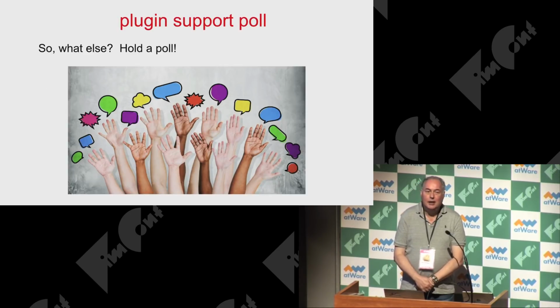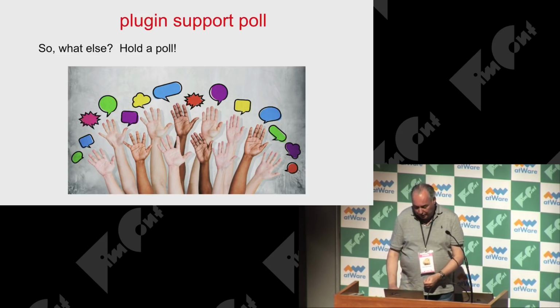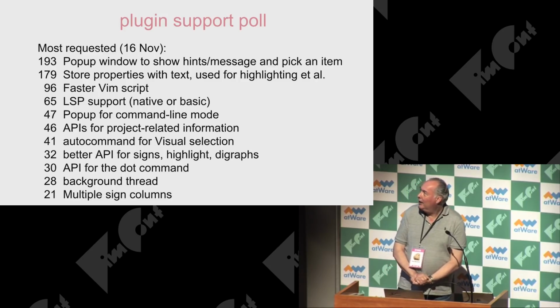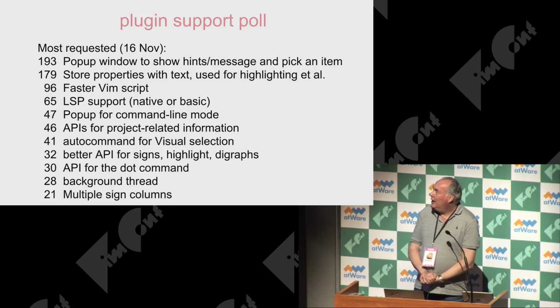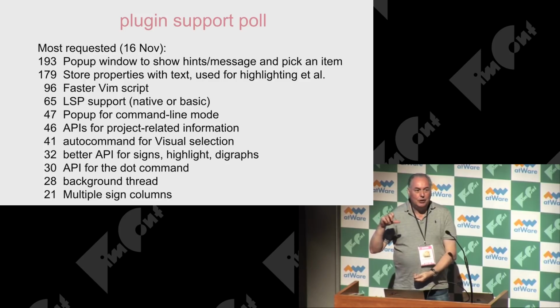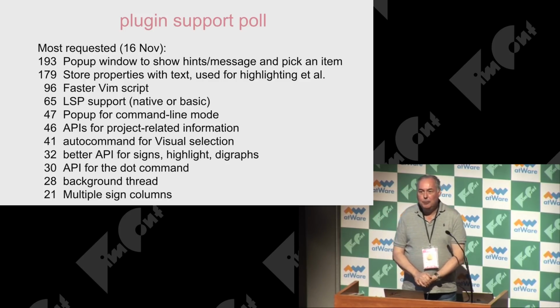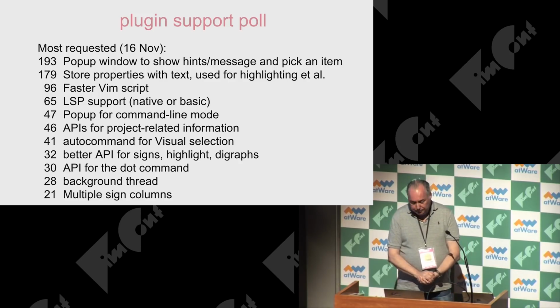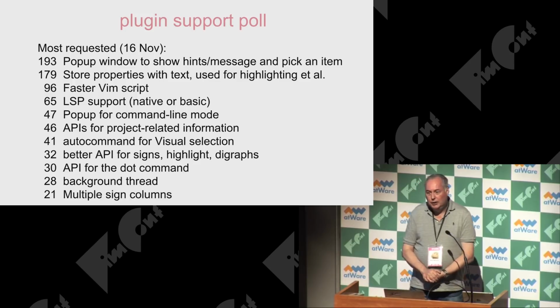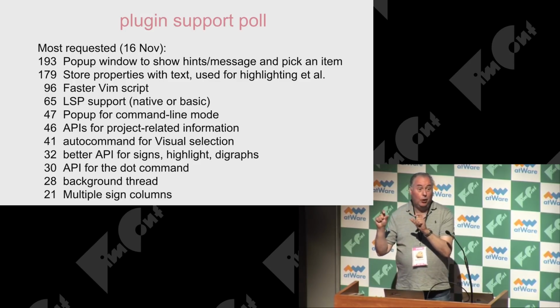So what else? What do plugin authors actually want? Well, I didn't know, so I started a poll. And this is the result from about a week ago, a bit longer. I counted not just individual requests, but bundled them together a little bit that are going to be implemented together. And it's actually surprising to see that a lot of people want some kind of pop-up window, either for completion or to show messages or for other things, that they just want to show some text with color somewhere in the window.